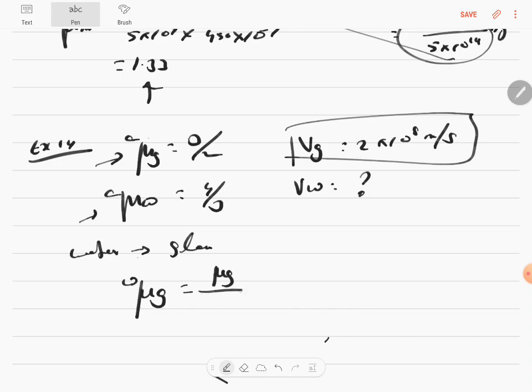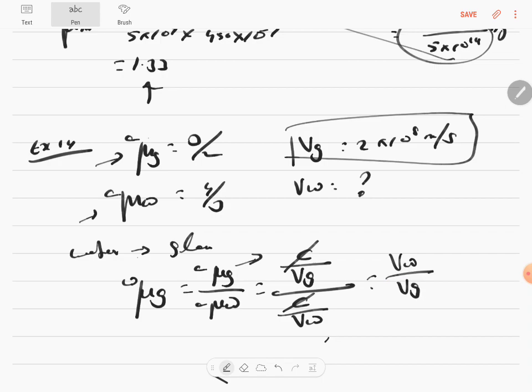Which is mu of glass by mu of water, both with respect to air, which will be equal to, what is mu of glass? Refractive index of glass is the speed of light in vacuum by speed of light in glass, by refractive index of water, speed of light in vacuum by velocity of light in water. C and C get cancelled. So V of water and V of glass.